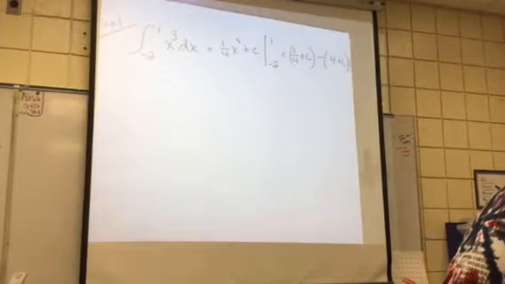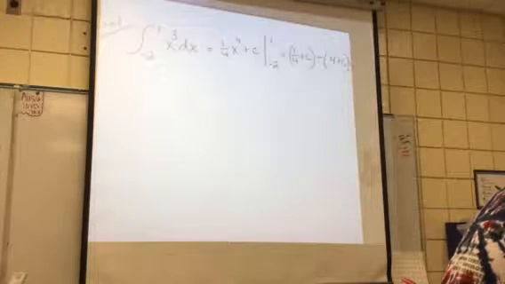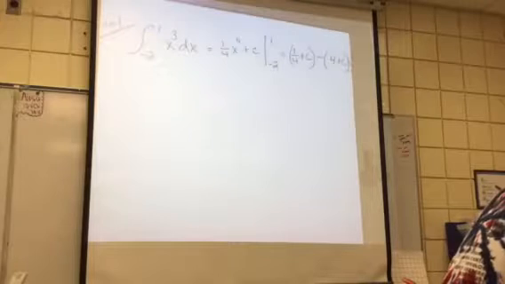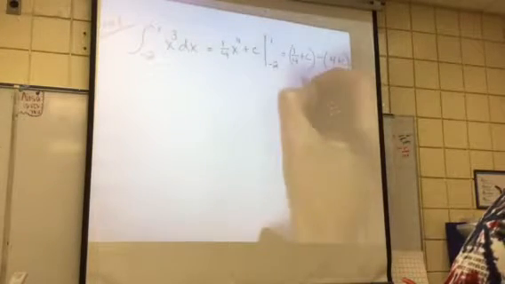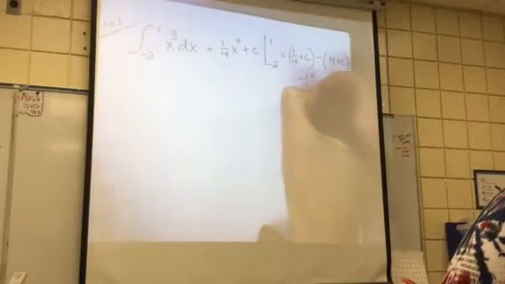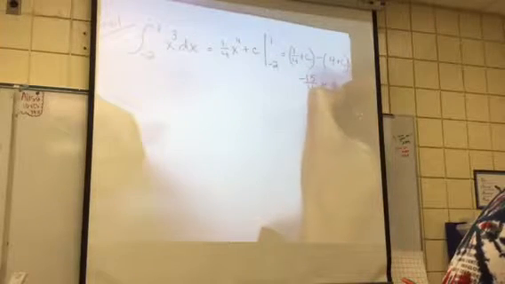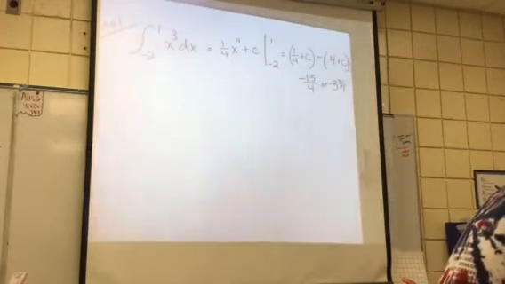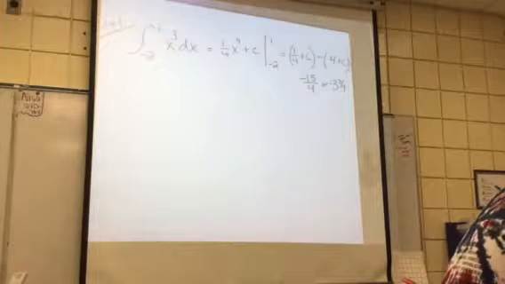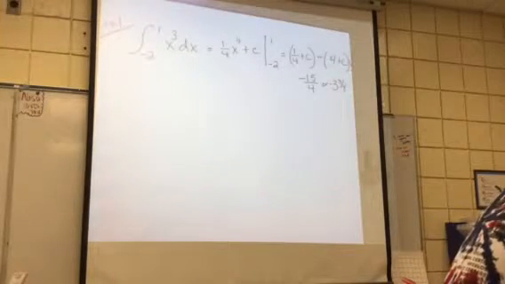Now what's going to happen to those c values? They're going to cancel out, and we have 1/4 subtract 4, which is negative 3.75. Was that easier than our limit summation? Yes.